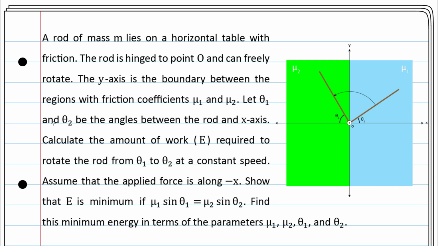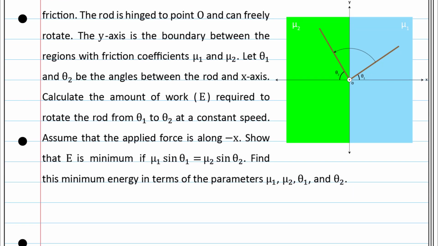Let θ1 and θ2 be the angles between the rod and x-axis. Calculate the amount of work E required to rotate the rod from θ1 to θ2 at a constant speed. Assume that the applied force is along minus x. Show that E is minimum when mu1 sine θ1 equals mu2 sine θ2. Find this minimum energy in terms of the parameters mu1, mu2, θ1, and θ2.